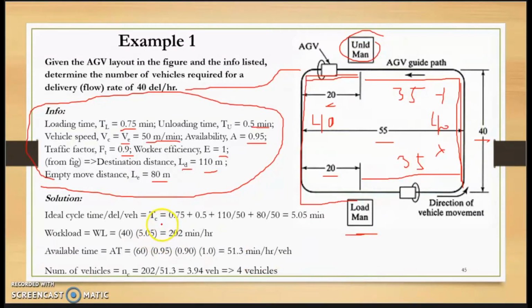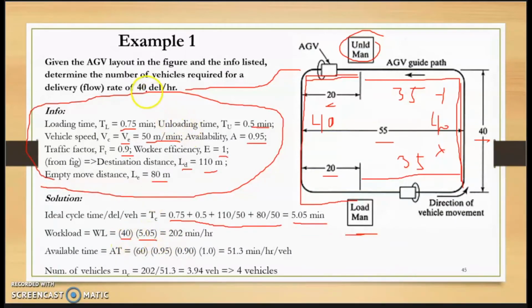So in the first place we have to determine the TC. It is the loading time plus unloading time plus distance over speed, and empty move distance over speed, and then we get the cycle time equals 5.05 minutes. And the workload equals the desired delivery rate times the cycle time.